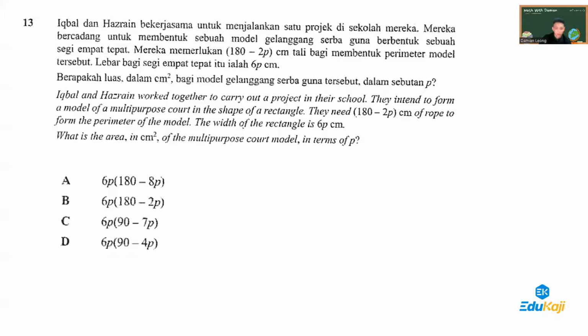Question 13. Iqbal and Hasrain work together to carry out a project in their school. They intend to form a model of a multipurpose court in the shape of a rectangle. So they need 180 minus 2P cm of rope to form the perimeter of the model. Width of the rectangle is 6P cm. So what is the area in cm square of the multipurpose court model in terms of P?